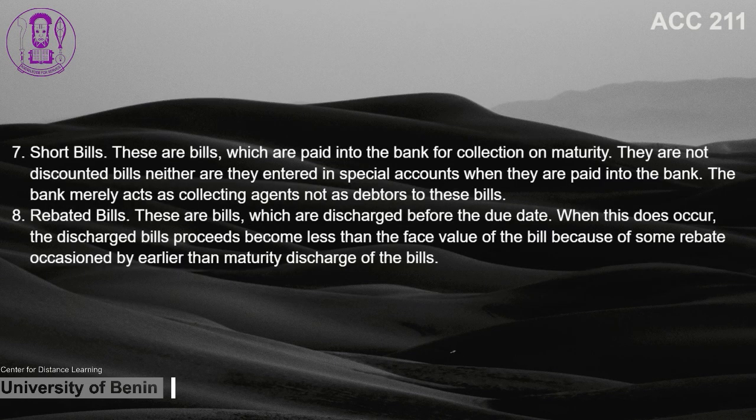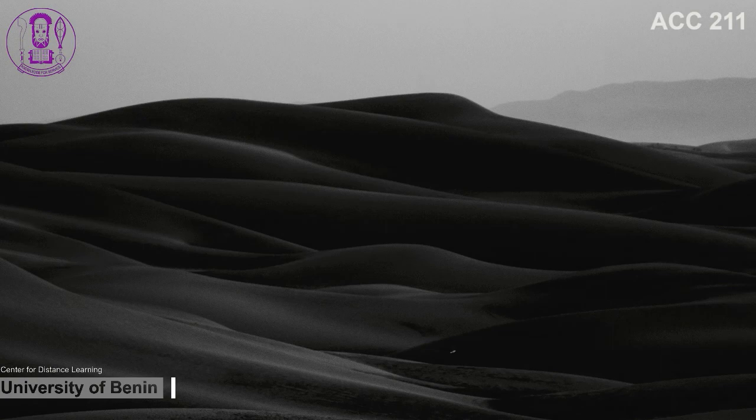7. Short bills. These are bills which are paid into the bank for collection on maturity. They are not discounted bills, neither are they entered in special accounts when they are paid into the bank. The bank merely acts as collecting agent, not as debtor to these bills. 8. Rebated bills. These are bills which are discharged before the due date. When this occurs, the discharged bill's proceeds become less than the face value of the bill because of some rebate occasioned by earlier than maturity discharge of the bills.